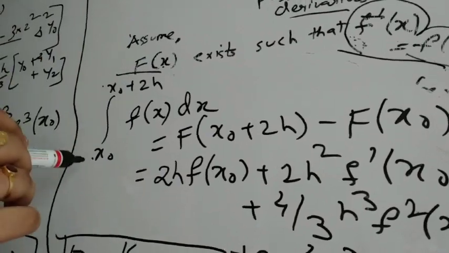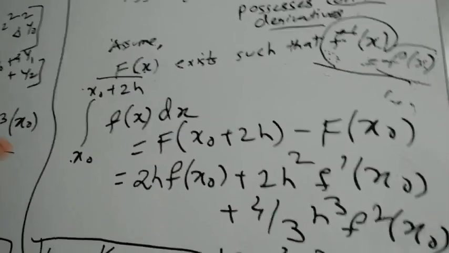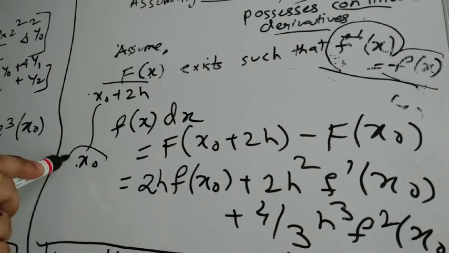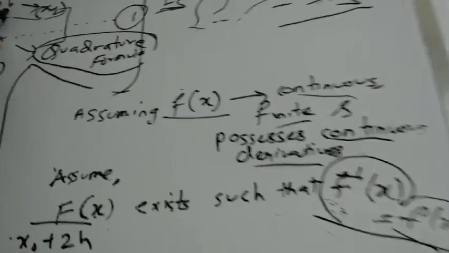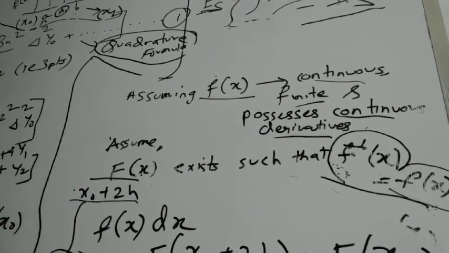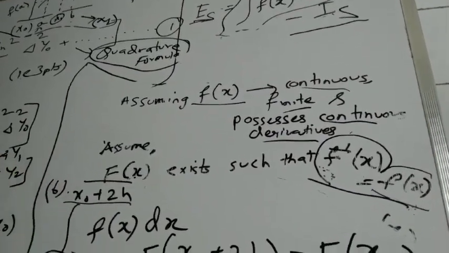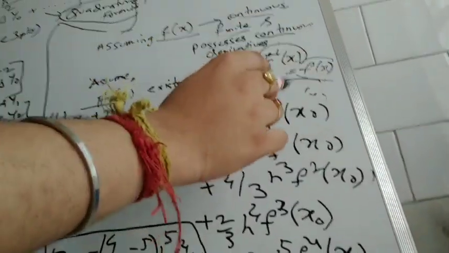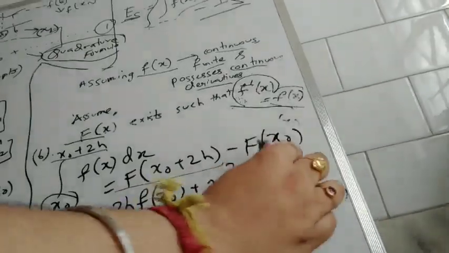So we are trying to integrate now. What is my integration point? Since we have considered only 3 points, the first one will be x0, and the last one will be b. That is, b is our x0 plus 2h. This is our limit from a to b. Now I can write this one. If you integrate this one, you will get this, like the earlier case.